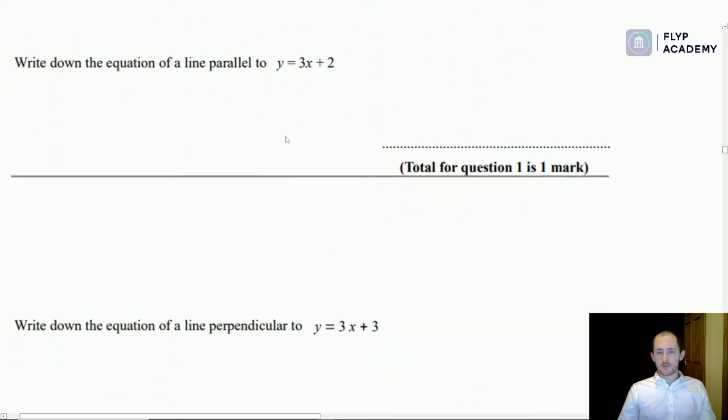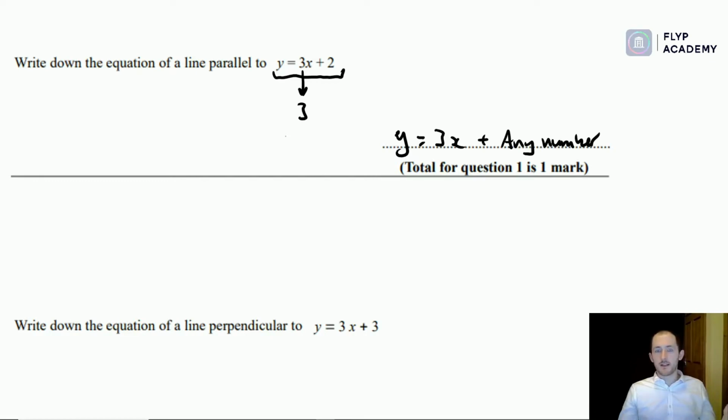So again, we have some relatively, hopefully okay, exam questions. Write down the equation of the line parallel to y equals 3x plus 2. Well, the gradient here is 3. So all I need to do is write an equation that has 3x in it, and then plus any number. So minus 50 billion, plus 3, minus 1/2, plus 500,000, it doesn't matter. Pick any number, it really doesn't matter, okay?